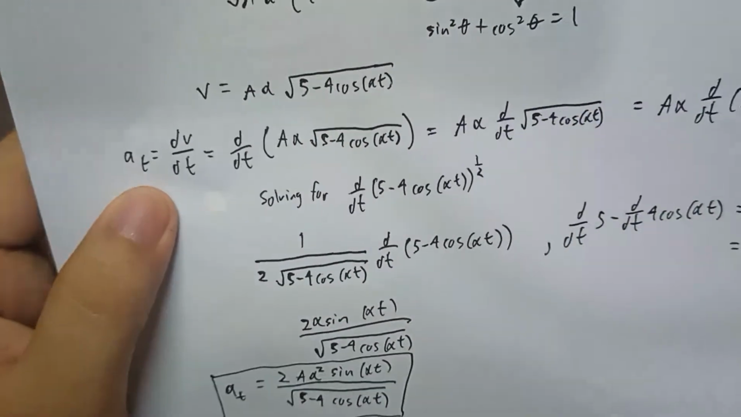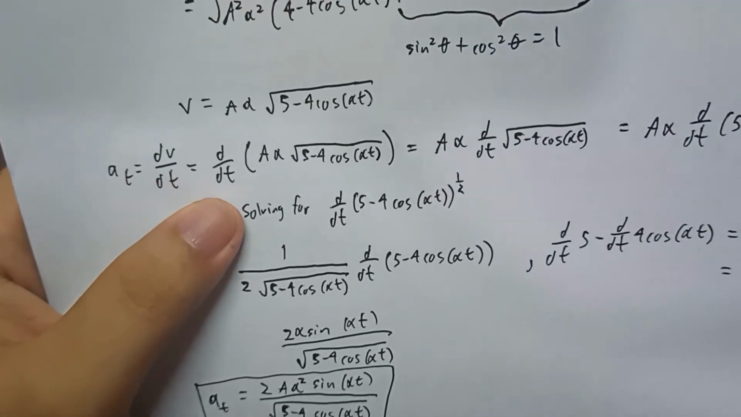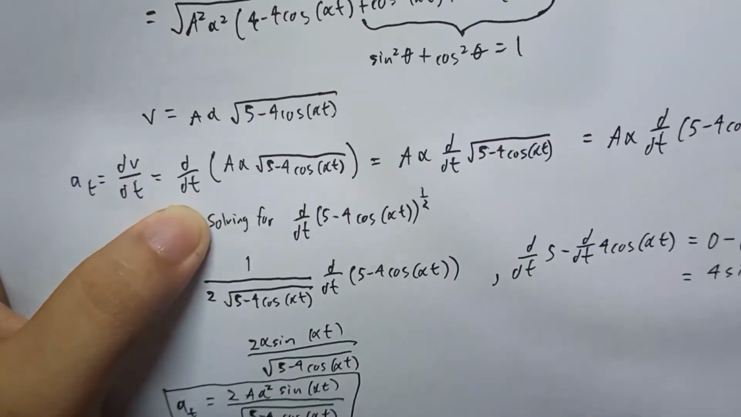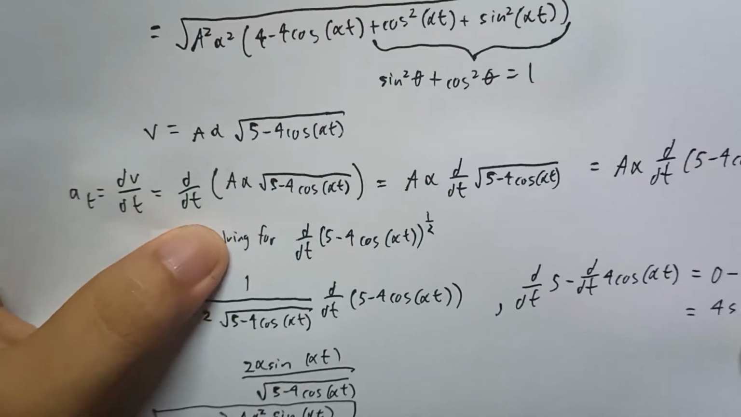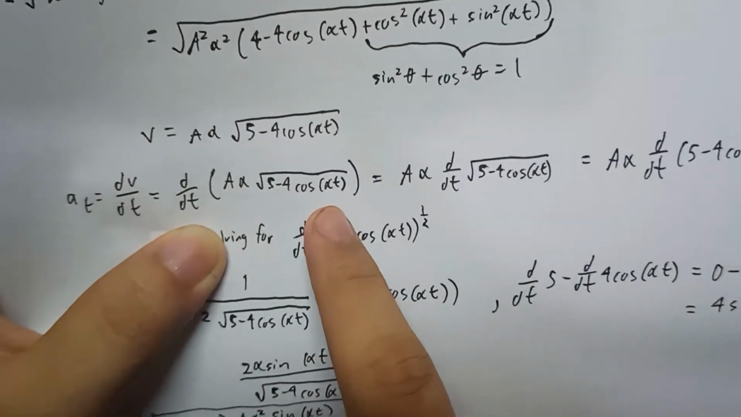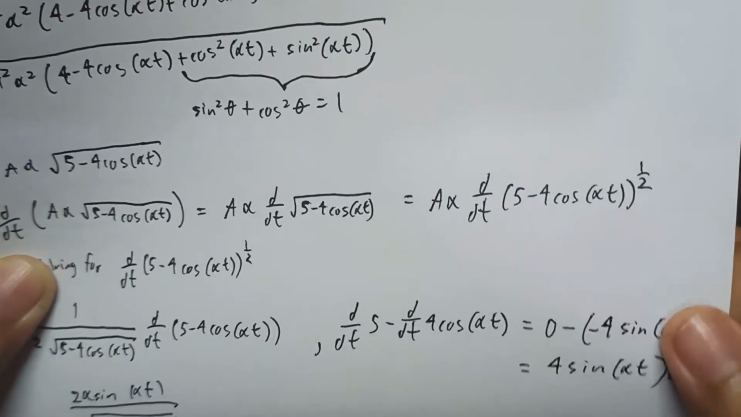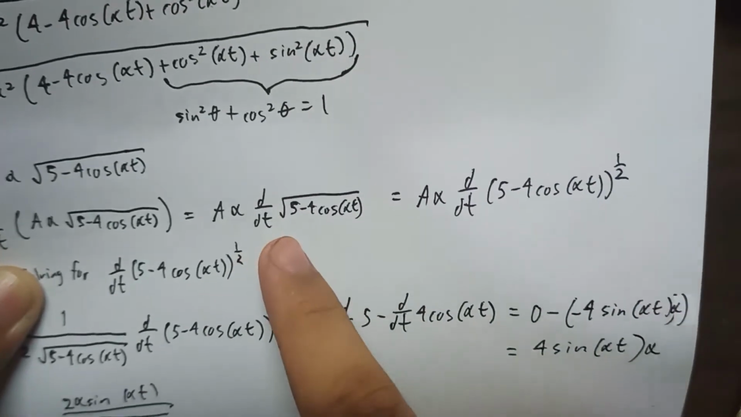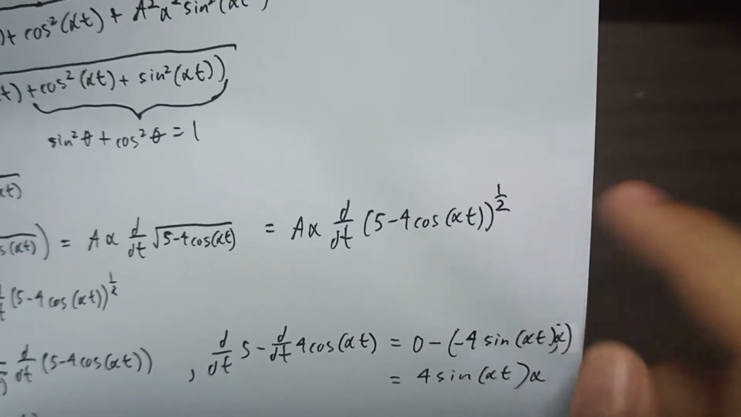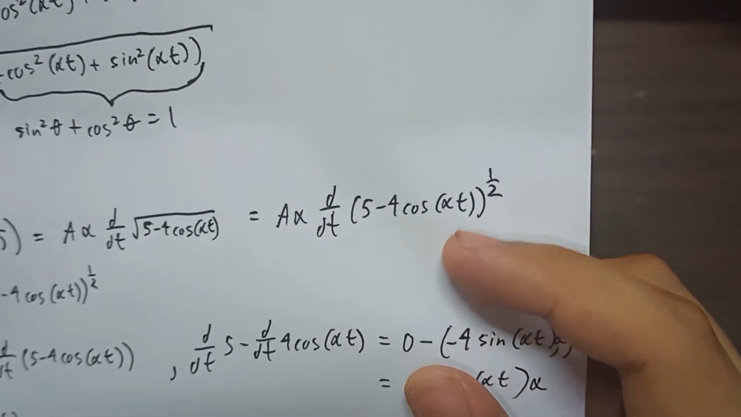which gives us that if we find the derivative of velocity with respect to t, we get the acceleration, which means that we have to find the derivative of what we got previously with respect to t. So we have d over dt times a alpha square root of 5 minus 4 cosine alpha t, which is equal to a alpha d over dt times the square root of 5 minus 4 cosine alpha t. And we can rewrite the square root of 5 minus 4 cosine alpha t to be 5 minus 4 cosine of alpha t raised to 1/2. And now we solve for d over dt of (5 minus 4 cosine alpha t) to the 1/2.